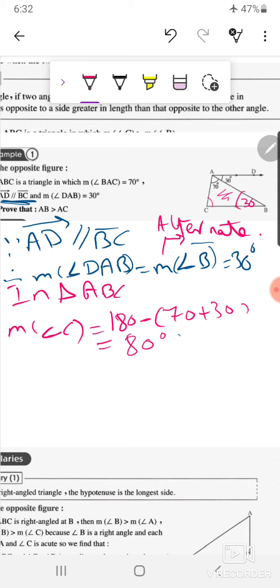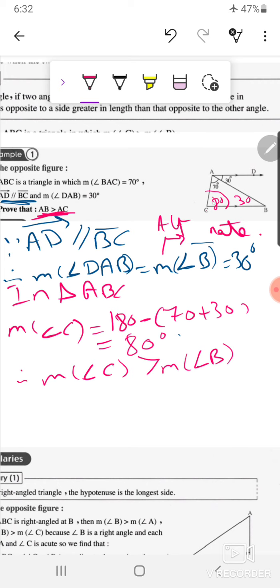Understand till now? Okay. First of all, here we prove that AB, which one is AB? This part is called AB, greater than AC. Now let's see the measure. I get the C. Let's see. I get here, this one is 30 and this one is 80. As I said, 80 is greater than 30. I write it with letters: measure angle C is greater than measure angle B.